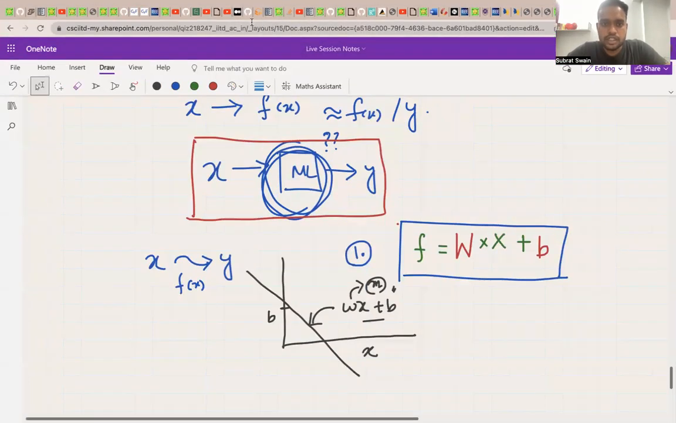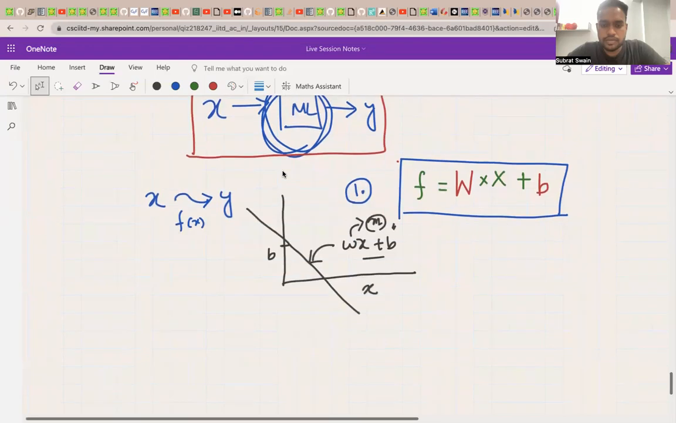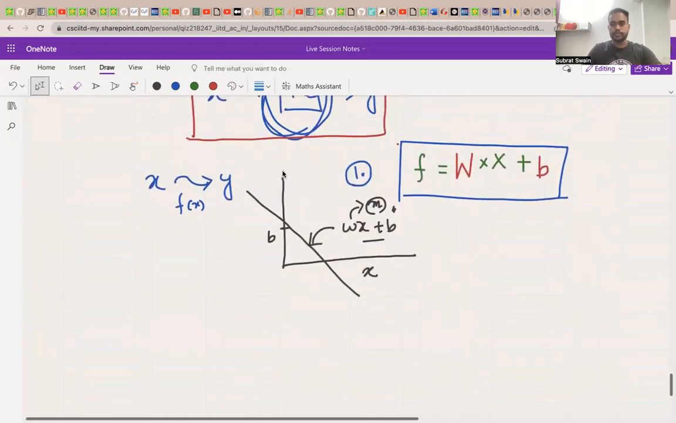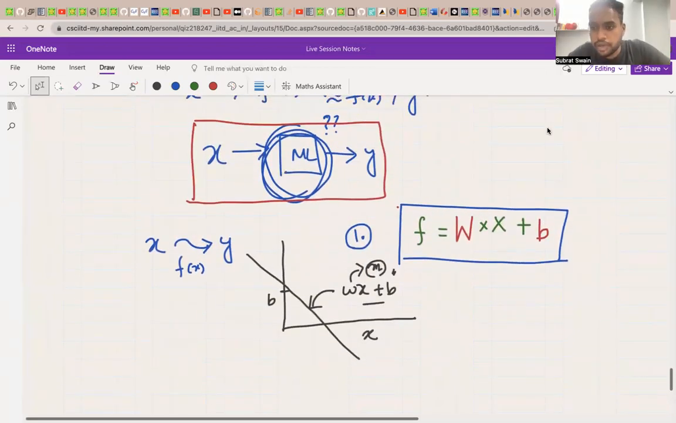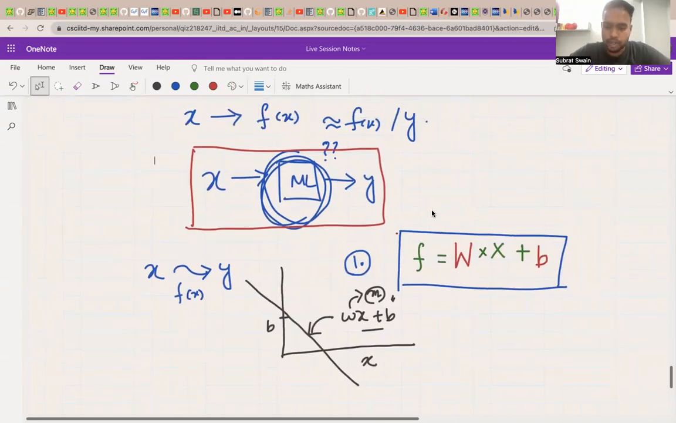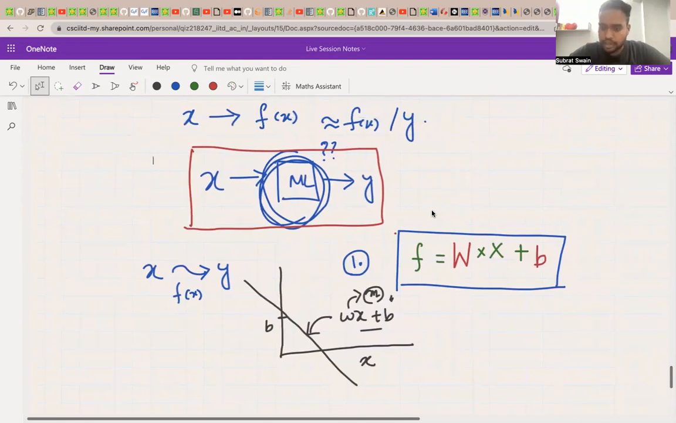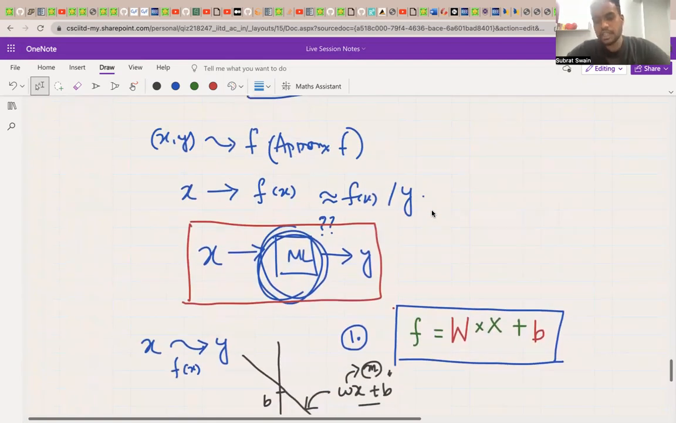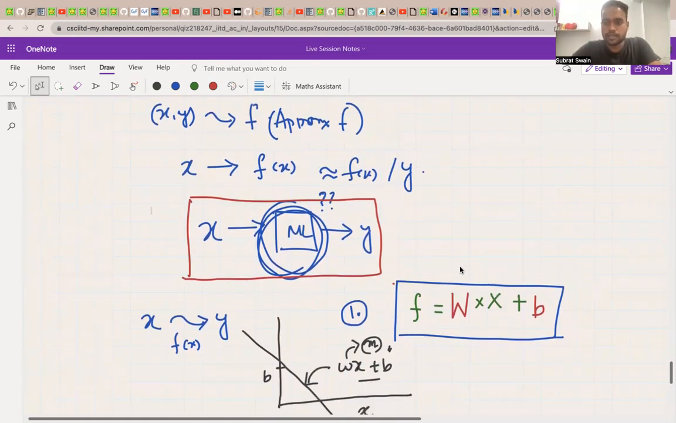Anyone in the chat? Okay, Sasi is saying, how can we predict if you don't know the values? So you don't know the values of w and b. For now, I am assuming that I know the values of w and b. Even if I know, what is the problem with this method? Given X and Y pairs, what is the problem with this method to predict the function f?